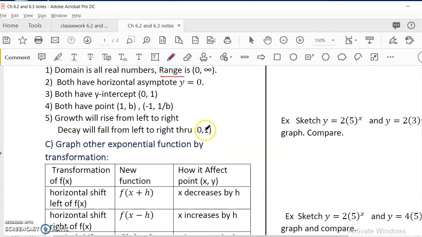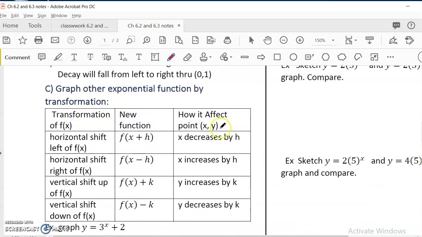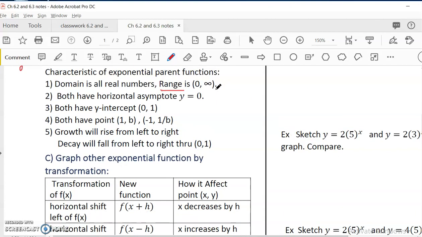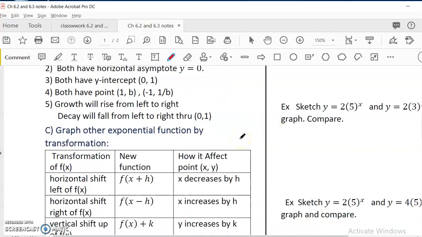Or both of them through (0, 1). So how do I graph from the parent function? How do I graph other functions? An example would be a very complex exponential function like 5 times 3 to the power x plus 5, minus 2.